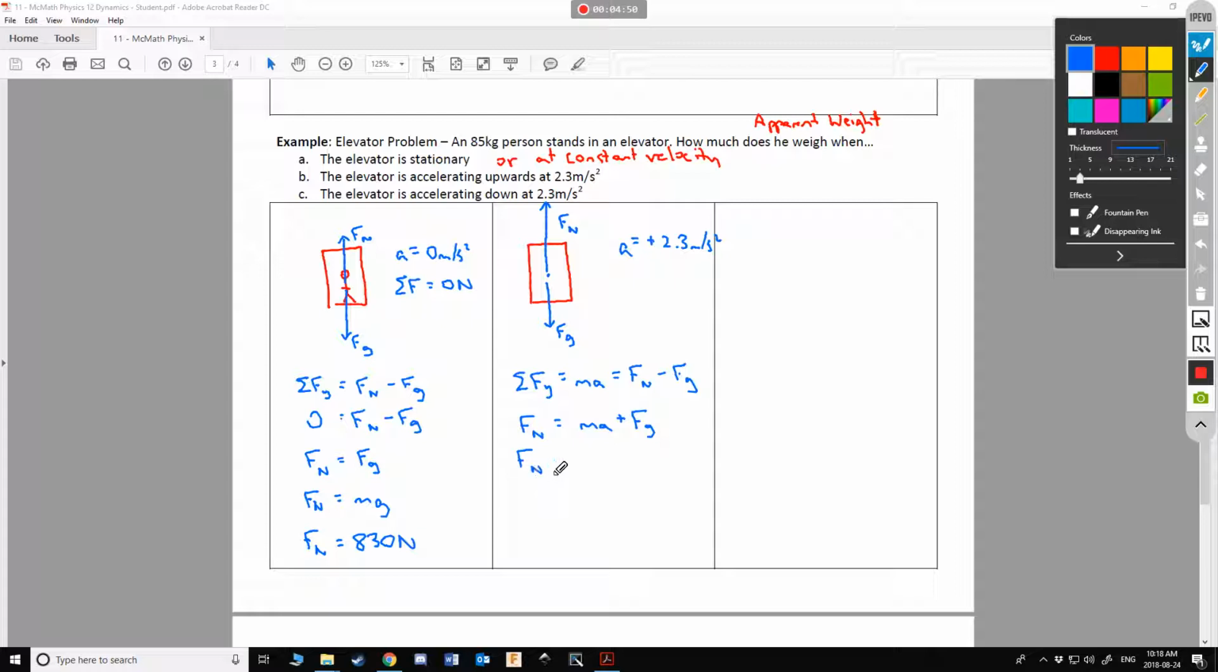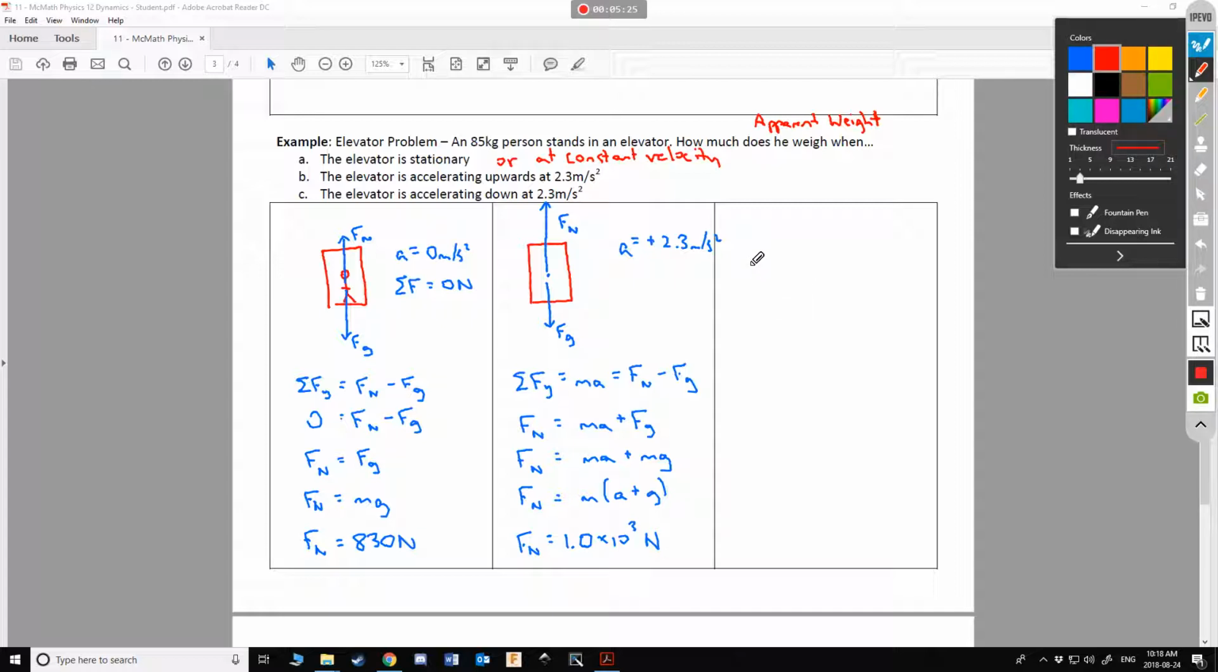We can keep simplifying this. Fg is just mass times gravity. So you can see that Fn is just going to be mass times a plus g. If we're accelerating upwards at 2.3, just add that to the 9.8, multiply by our mass, and we get a value of Fn equal to 1.0 times 10 to the 3 newtons. So around 1,000 newtons.